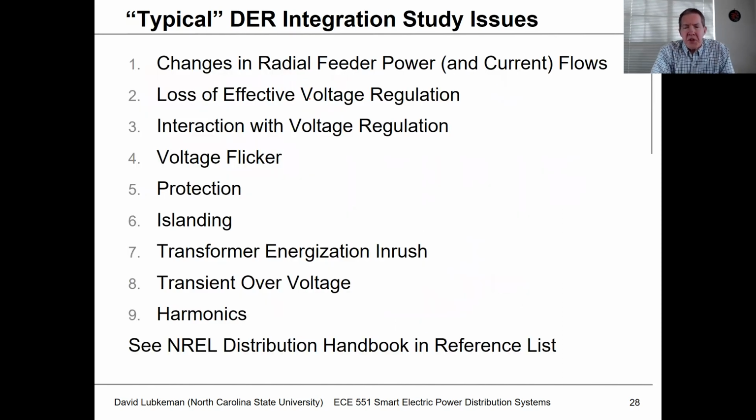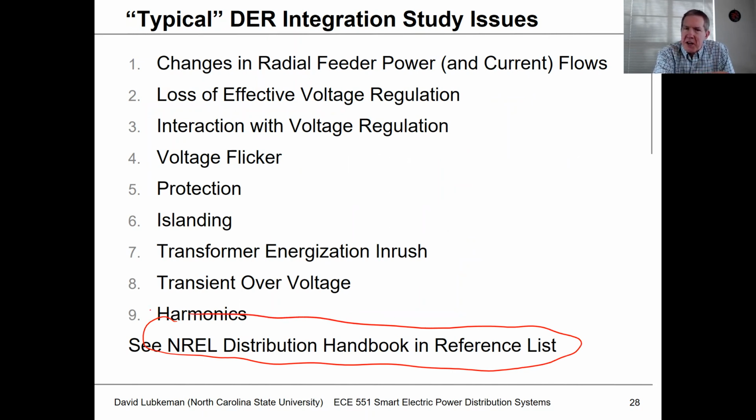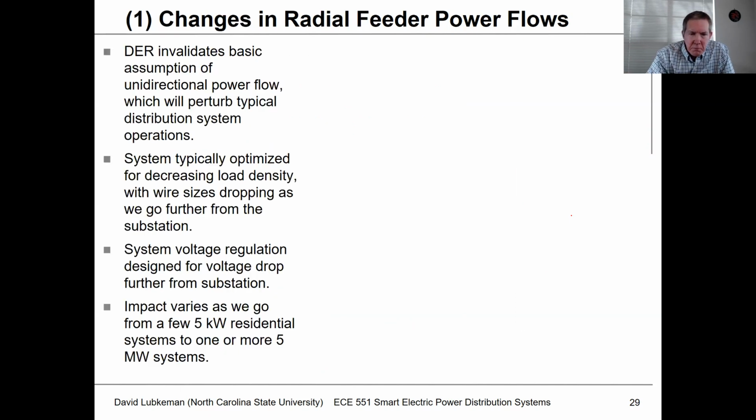So the different sort of things that we'll be talking about is listed here. We'll talk about what's going on in terms of changes in flows, and we'll look at voltage regulation and flicker protection and things like that. I've got some references at the end which get into this in a little bit more detail. We're not going to have any time to exhaustively cover each item. But if you're doing a study, typically these are the different types of things you need to check against. And so the first is what's going to be the impact and changes in power flow.